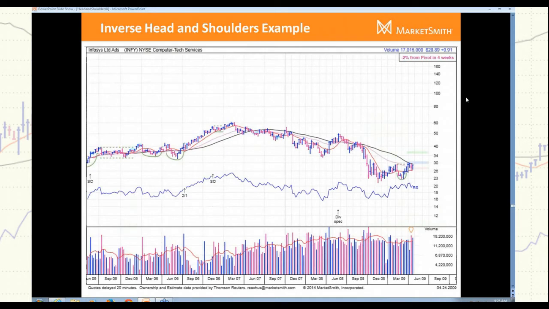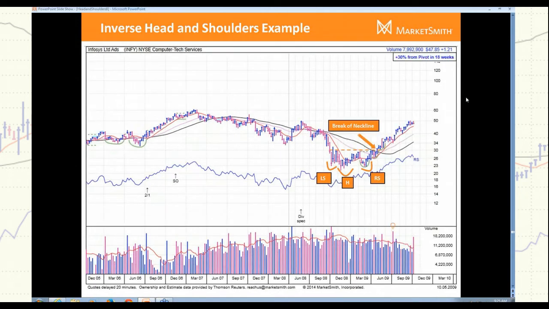So here's one example. Infosys back in 2009 comes down pretty hard. It's not the nicest, neatest one. Comes back down pretty hard. You have a shakeout. Then you have another kind of test down to that low. There are no more sellers there. Forms a neckline, breaks through, and now notice how it's actually able to start that uptrend.